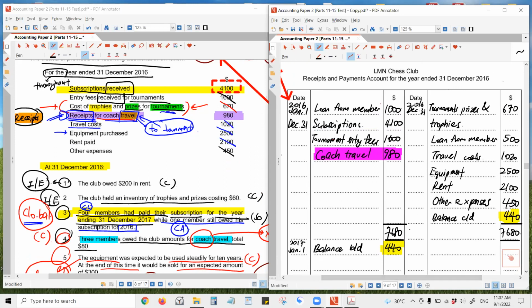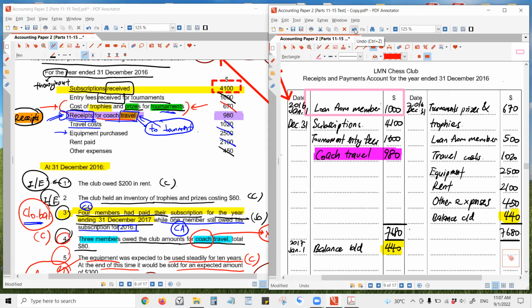Can anybody tell me whether this is an income or not? Loan from member. Is loan from member an income? No. When you borrow money, it's not an income. Try to think of it logically. You borrow money from someone. Can you say that you earn the money? No, cannot, right? You have to pay back in the future. So this is a liability that should appear in the SOFP. So the first one you ignore.